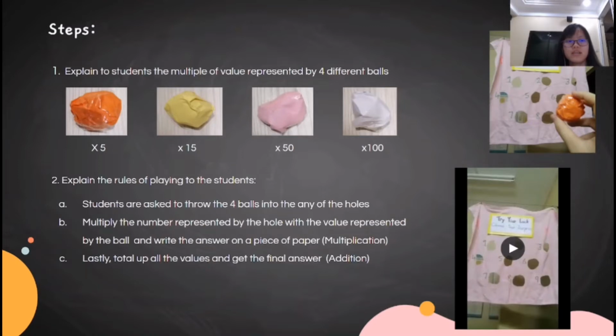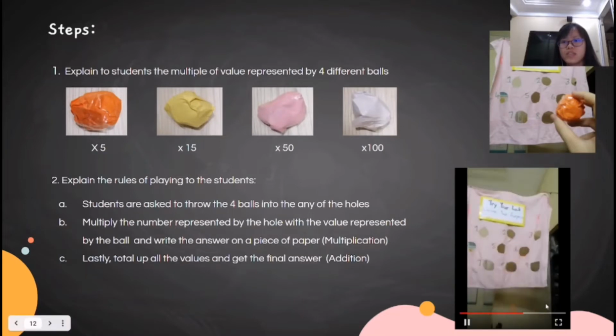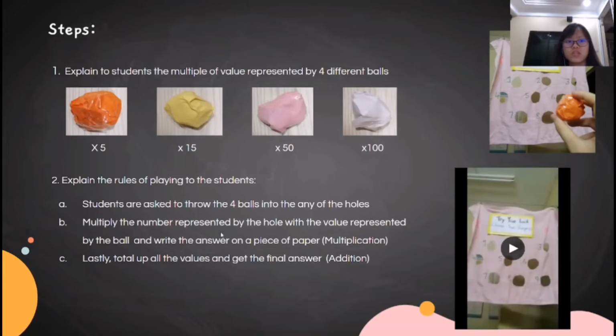Then second, the student gets the number that he or she threw. In this video, the student threw into 6. So the student needs to multiply the number represented by the hole with the value represented by the ball and write the answer on a piece of paper. In this step, the student will carry out the process of multiplication. And lastly, the students need to total up all the values and get the final answer. In this step, the students will go through the process of addition.